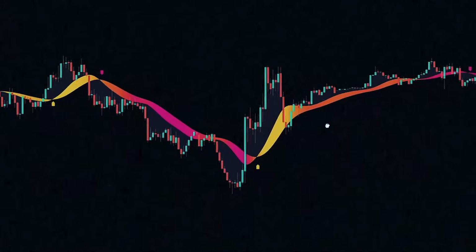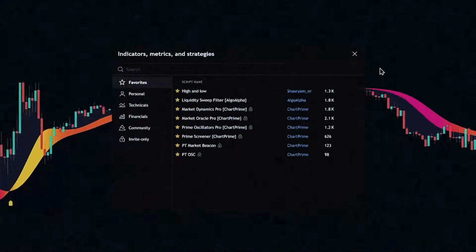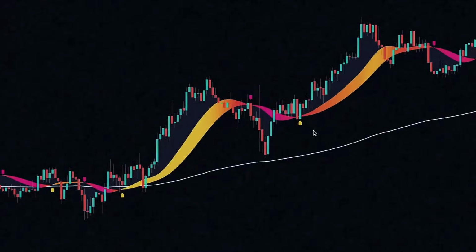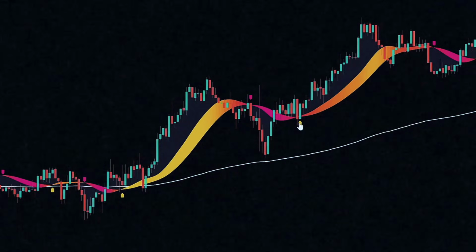To filter these signals and avoid taking every single one, you could add something like a 200 EMA to your chart. If the price is trading above the 200 EMA, that suggests a bullish environment, so you can focus on the yellow arrows for potential buy entries. You'd also want to see some confluence, like a break and retest of a resistance turn support level to confirm your entry.